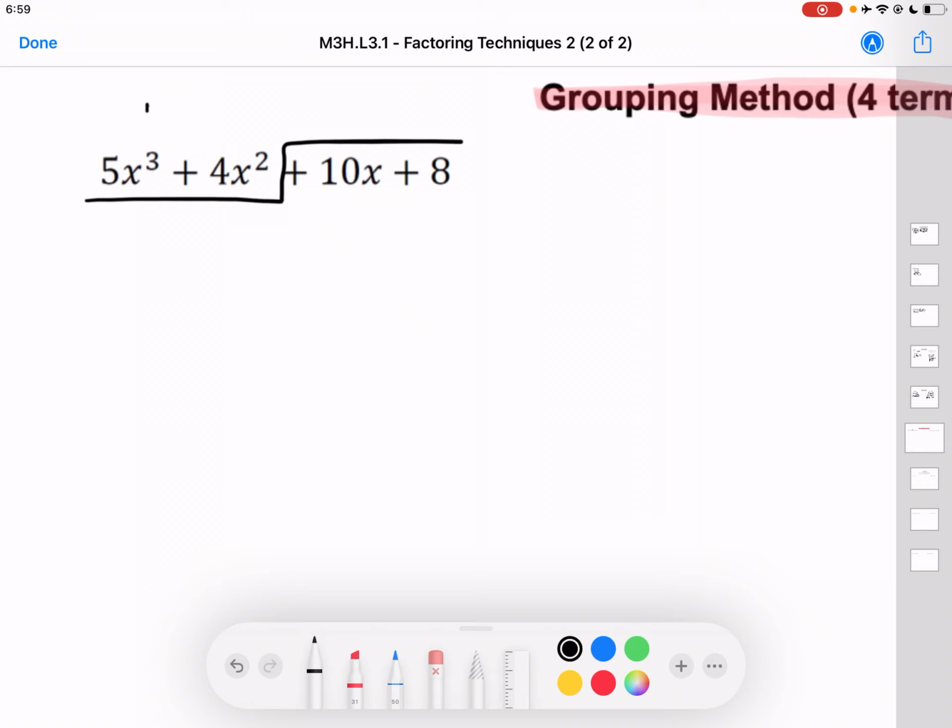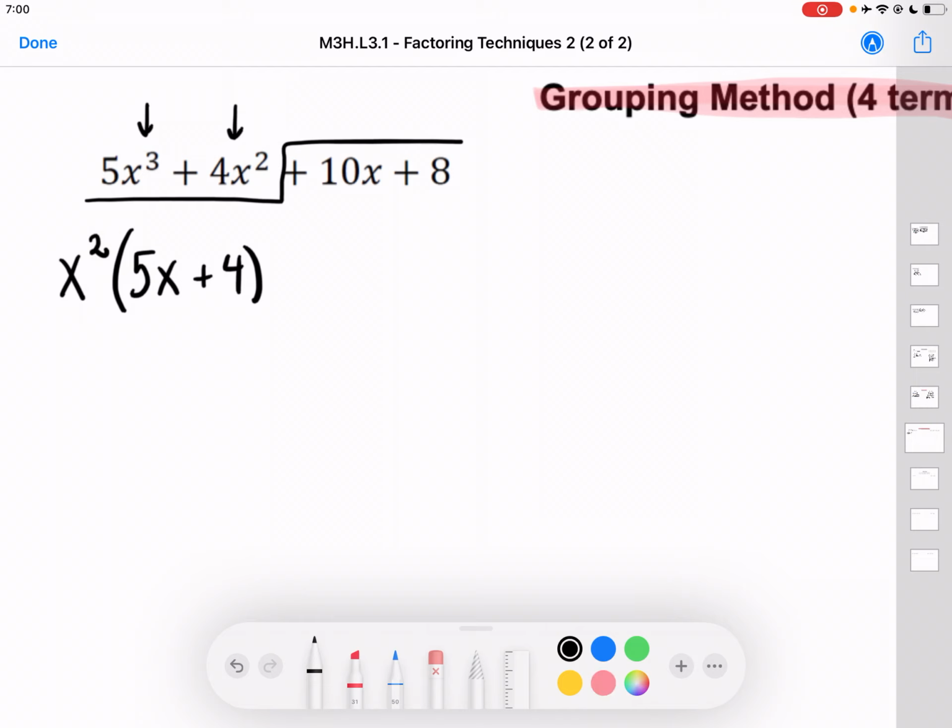And what you do is you look at the first 2 terms, so the first pair, and you find your greatest common factor. So 5x cubed and 4x squared have a greatest common factor of just x squared. And we're going to factor out that greatest common factor. So we're dividing each term by x squared, so you get 5x. 4x squared divided by x squared is just positive 4.